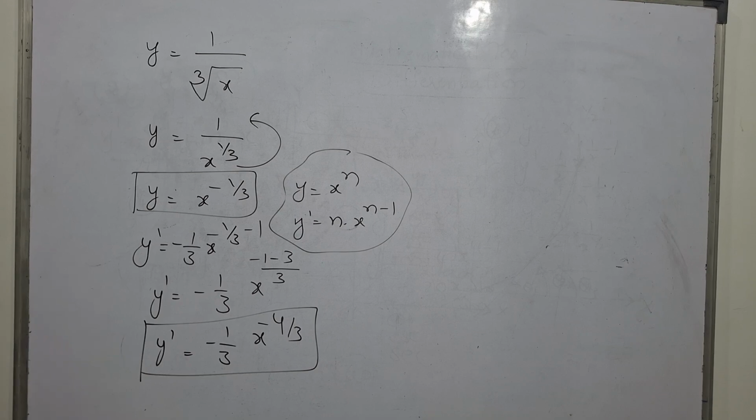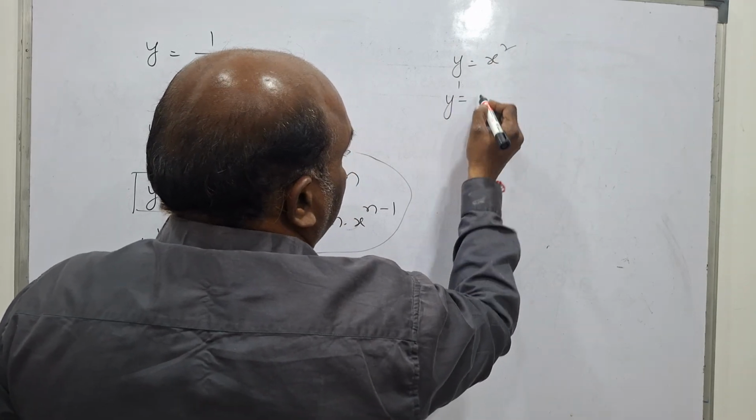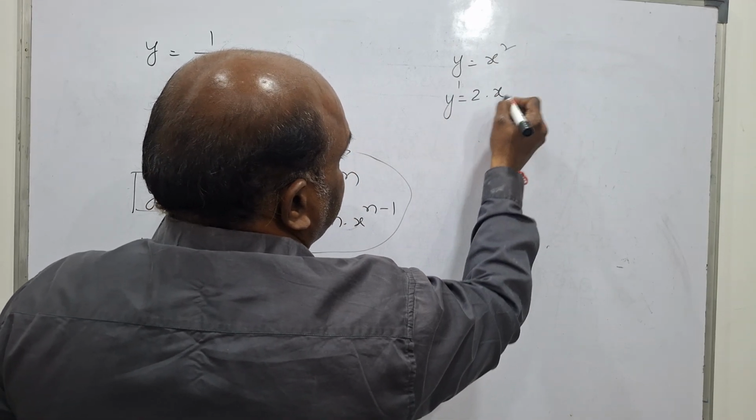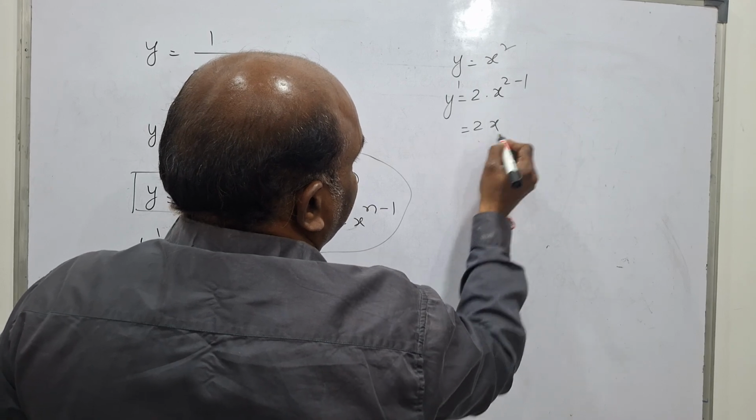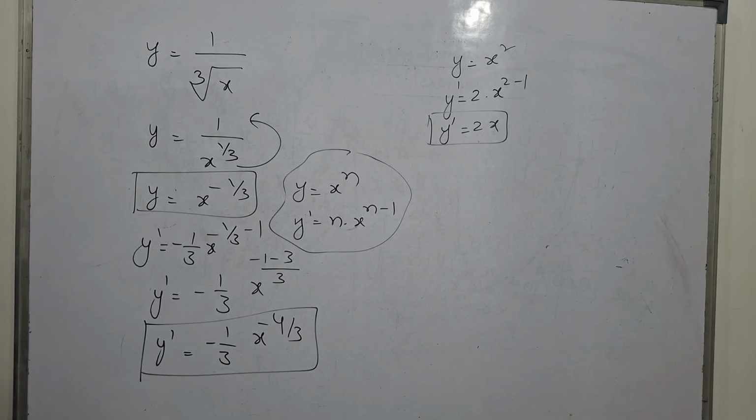Next question. Y is equal to x square. Y dash is equal to 2 into x power 2 minus 1. 2x is the answer. Y dash equal to 2x. This is the way of doing it.